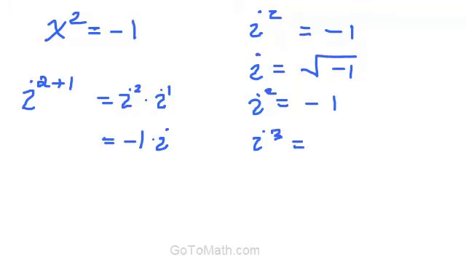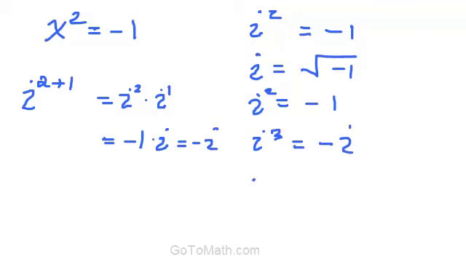Now, we're not going to write the square root of negative 1 here. We're going to keep everything in terms of just i. So we drop down the i here, and this becomes negative i. So you see i cubed is negative i.